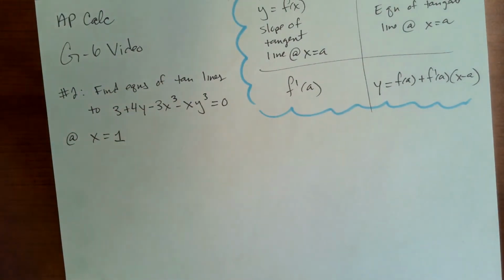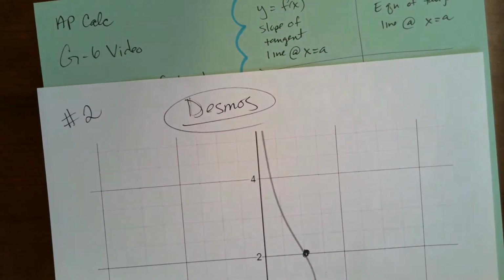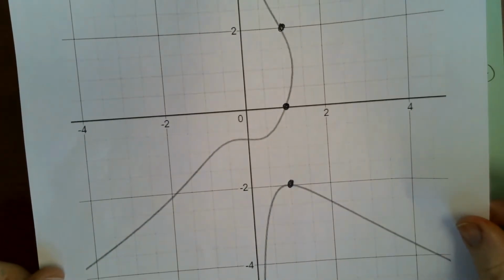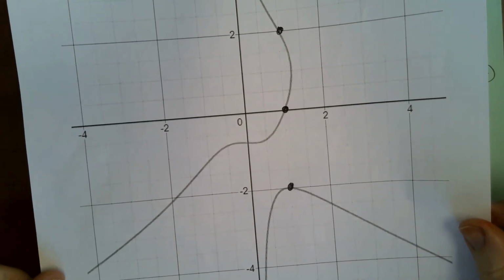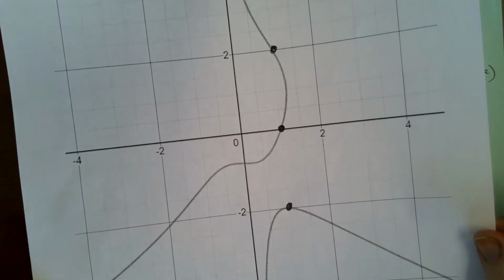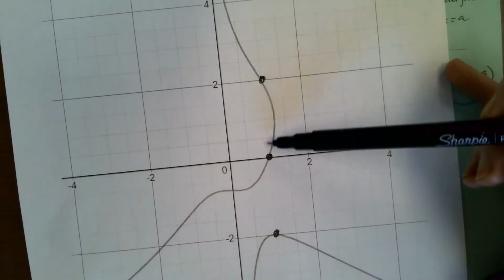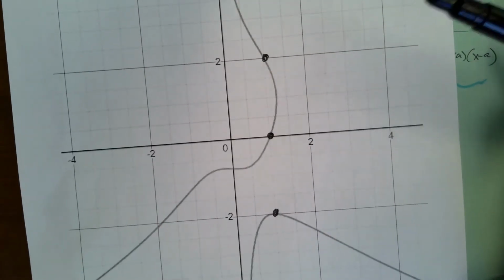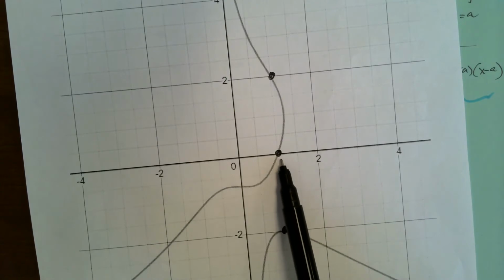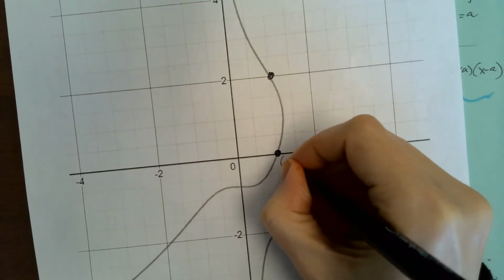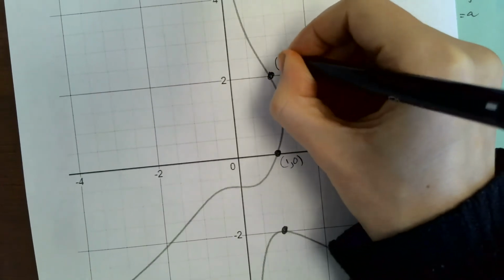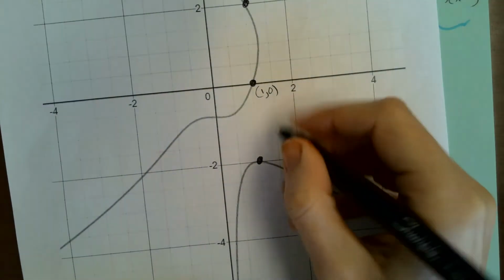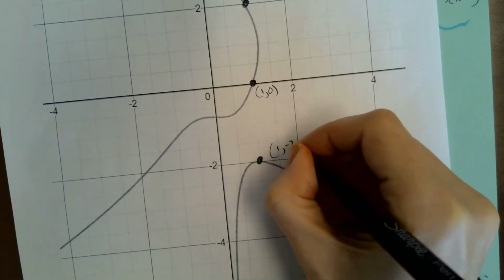Now I'm using this website, I think it's also an app, called Desmos, which is really nice. I graphed this, I plugged that into their graphing calculator, and this is the graph. Now they want the equations of the tangent lines at x equals 1, and there are actually 3 points on this graph that have an x coordinate of 1. It looks like this point is (1, 0). This point up here looks like (1, 2). And this point down here looks like (1, negative 2).